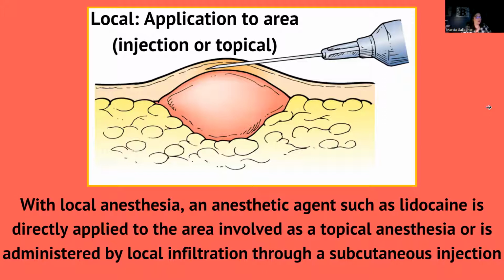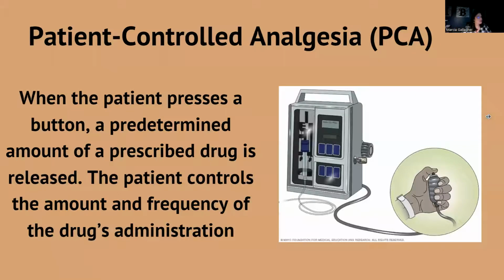For example, if you needed to have stitches, they're going to use a local. So let's talk about PCA, patient-controlled anesthesia. When the patient presses a button, a predetermined amount of prescribed drug is released. The patient controls the amount and frequency of the drug administered.